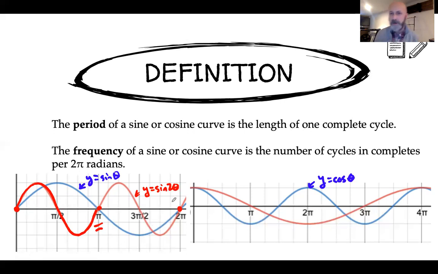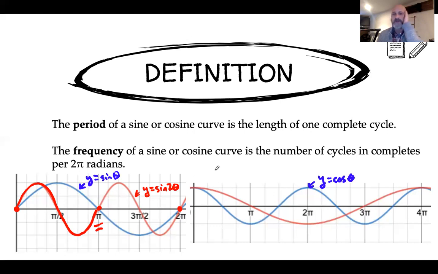The multiplier of the 2 on the inside essentially just makes the angle measurements go through twice as fast. And what that means is the curve completes cycles twice as frequently. So that means they finish cycles every pi radians and get to 2 cycles in 2 pi radians rather than just 1 cycle in that time period.